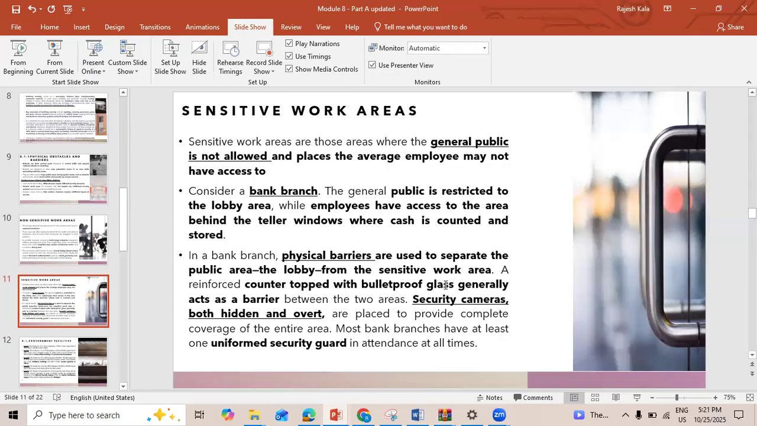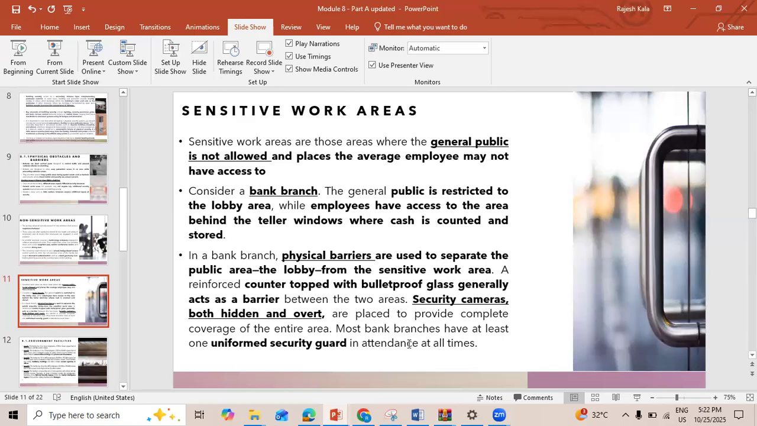You can just see him, but you cannot go to the other side, because between you and the bank staff who is doing the transaction, there will be a bulletproof glass barrier, and there will be security cameras also. If there are any unwanted things, like security breaches, or if anyone tries to attack the employee, there will be cameras which will record. And there will be a security guard also.